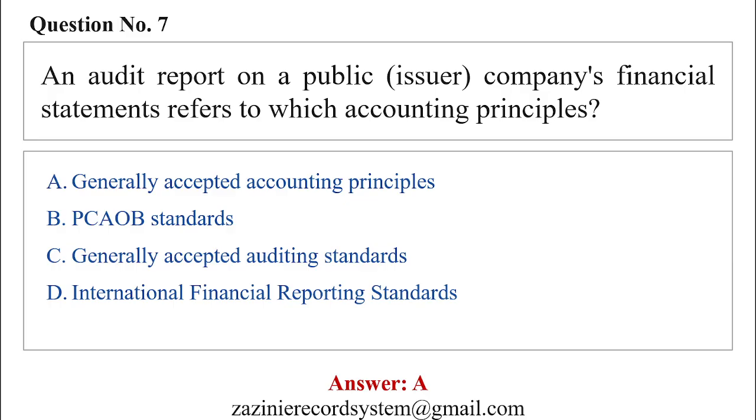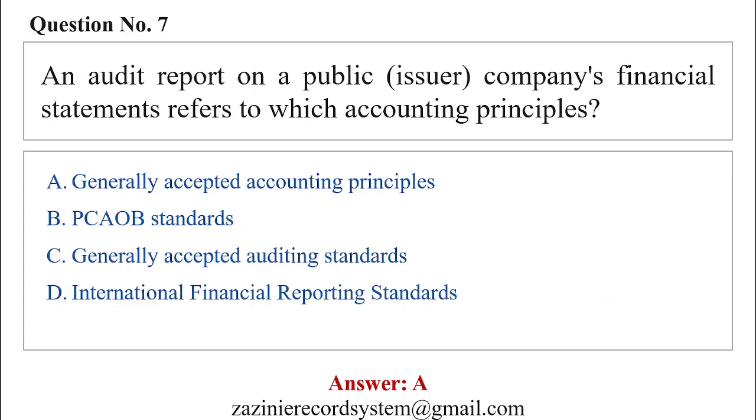Question number 8. In which section of the audit report does the auditor address the adequacy of the audit evidence obtained? Letter A. The auditor's responsibility section. Letter B. The introductory paragraph. Letter C. The opinion paragraph. Letter D. A separate paragraph dedicated solely to evidence sufficiency. Correct answer is letter A.